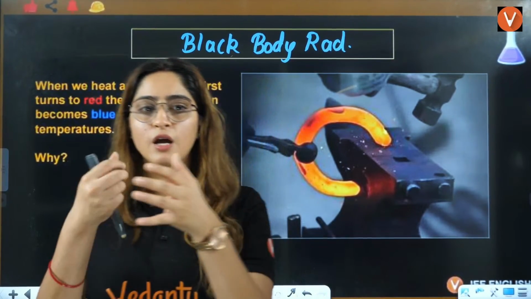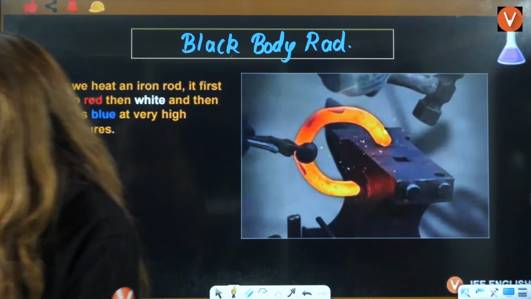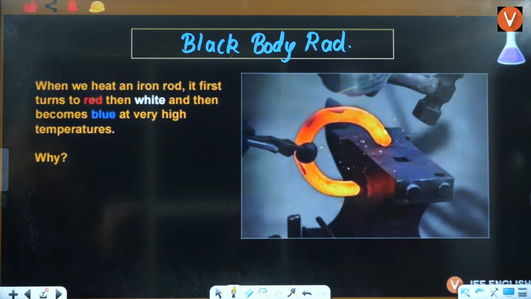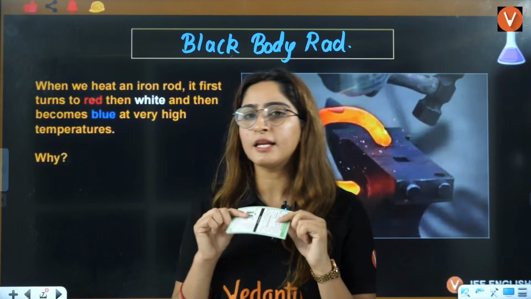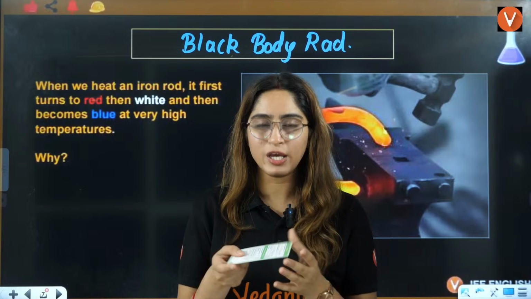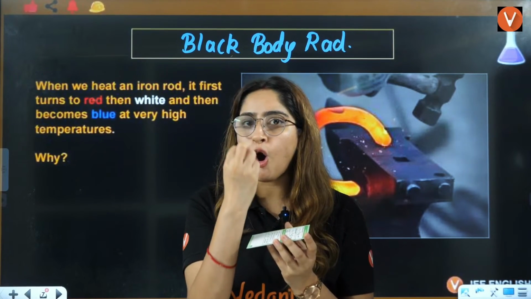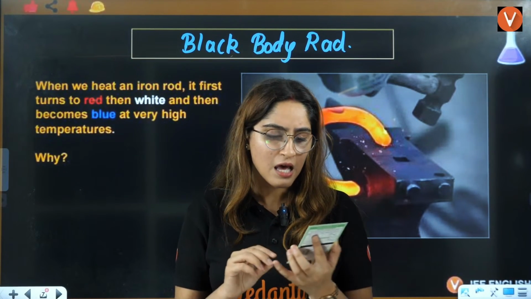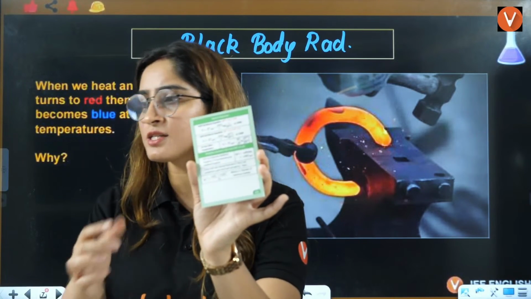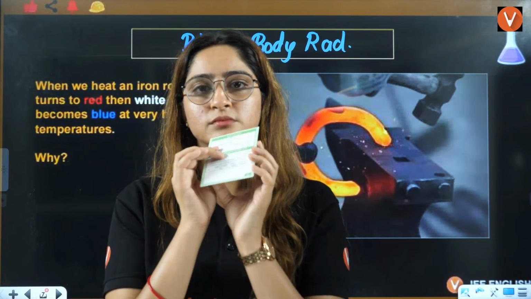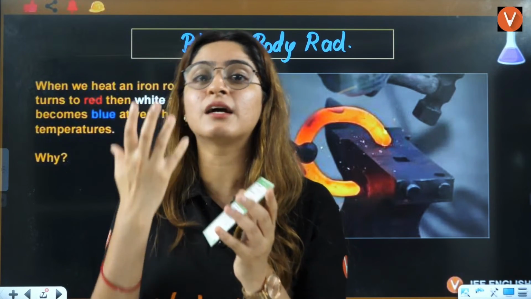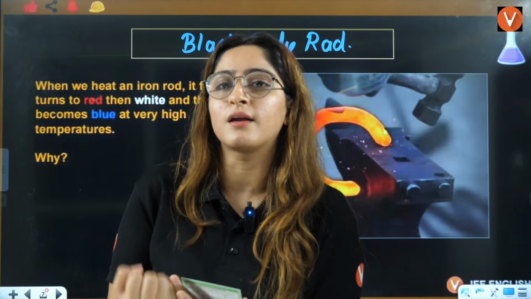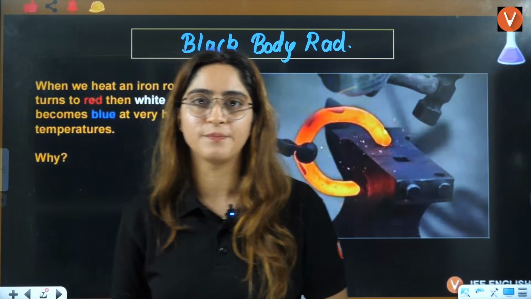See, you talk about anything. Let's talk about this paper here. Now, if you keep this paper in the sun, it will absorb some radiations. Why am I able to see that this paper is green? Because it is reflecting green color. It is not absorbing green color, it is reflecting it.